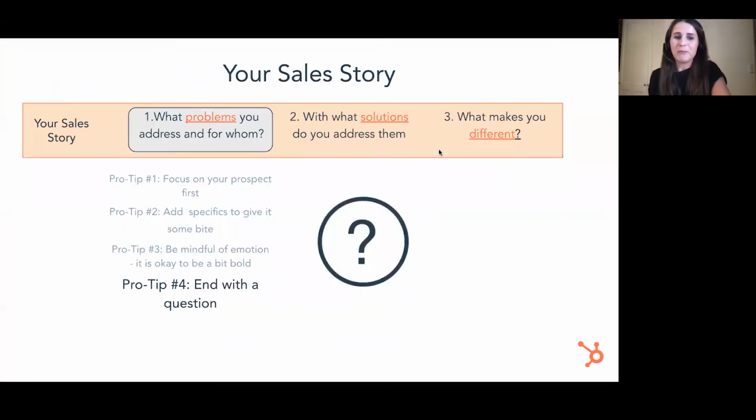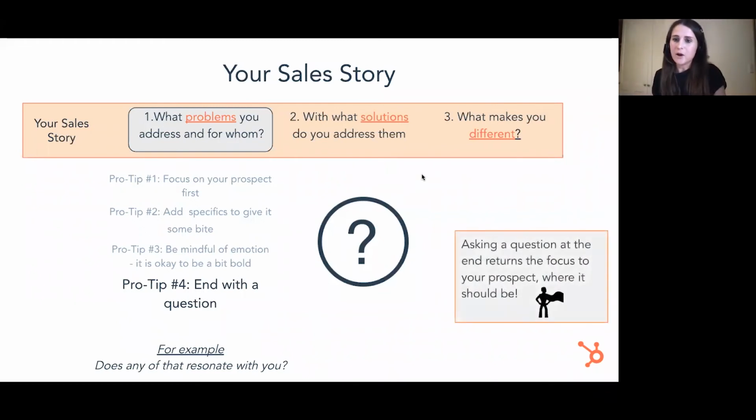So I said, mindful of emotion. And then tip number 4, end with a question. So for example, does any of that resonate with you? So you've said all these things, and does any of that resonate with you? Asking a question at the end like that returns the focus to your prospect, which is where it should be. So you're starting with the prospect and you're ending with the prospect. So keeping it nice and neat there.